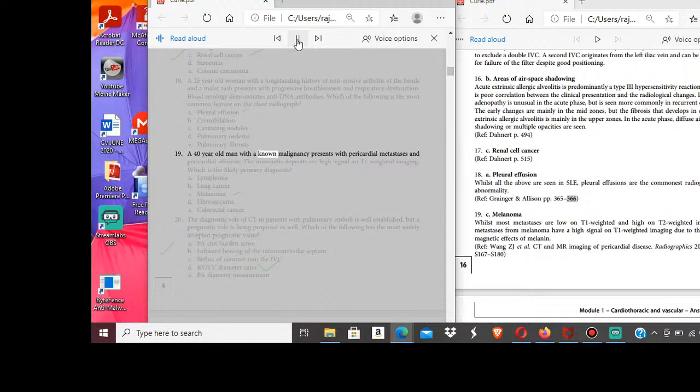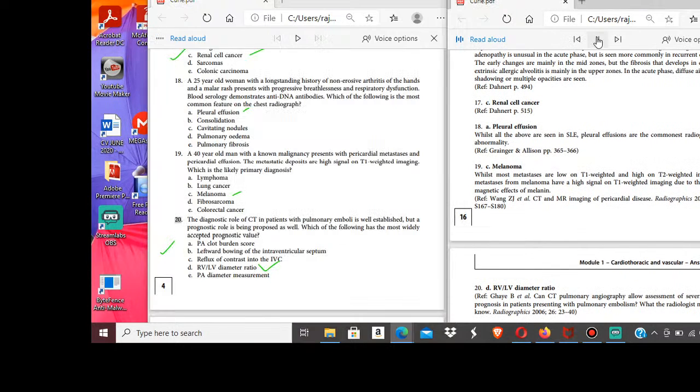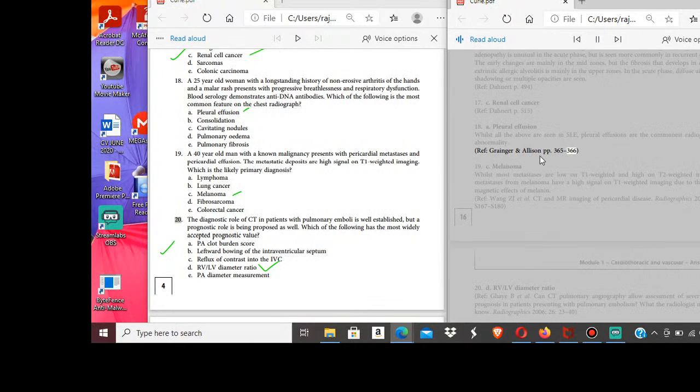19. A 40-year-old man with a known malignancy presents with pericardial metastases and pericardial effusion. The metastatic deposits are high signal on T1 weighted imaging. Which is the likely primary diagnosis? A. Lymphoma. B. Lung cancer. C. Melanoma. D. Fibrosarcoma. E. Colorectal cancer.